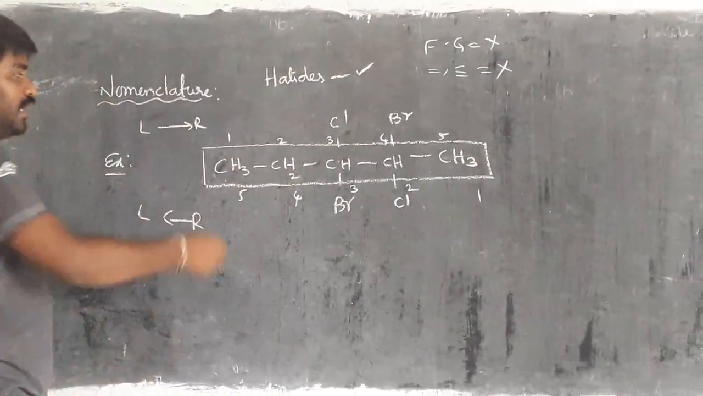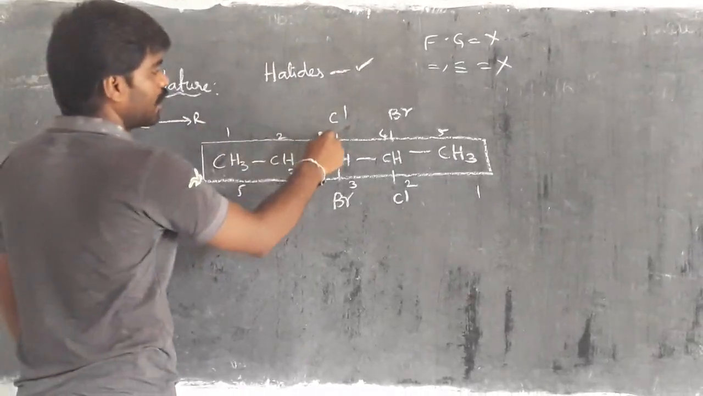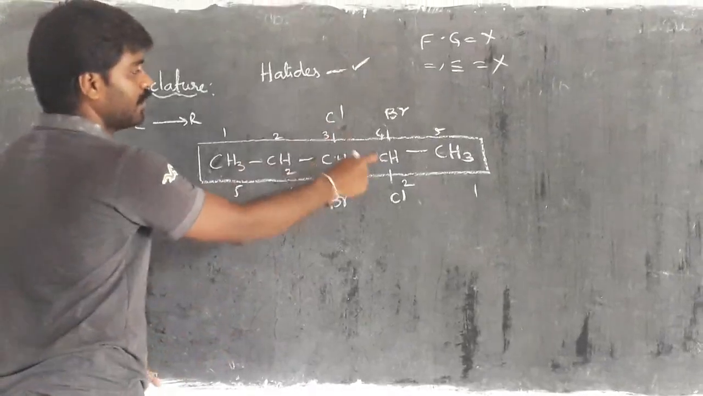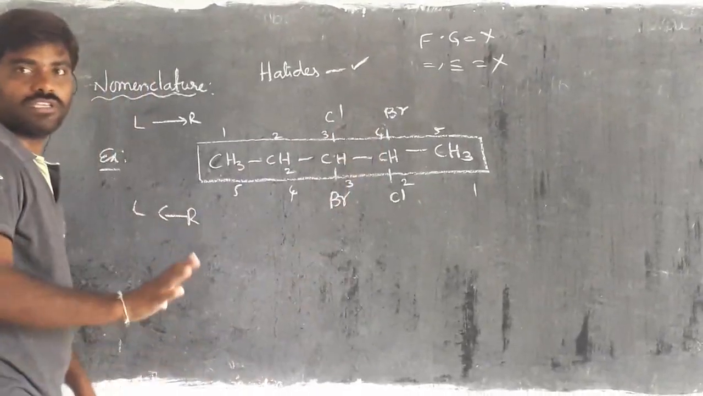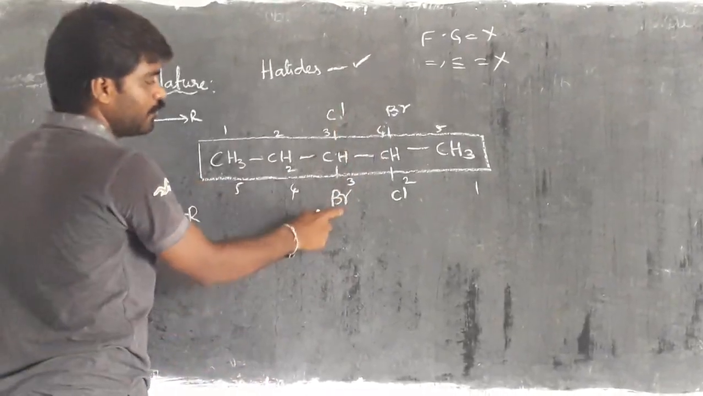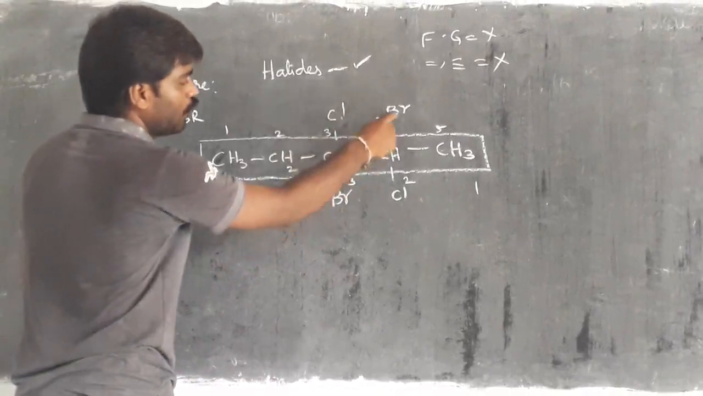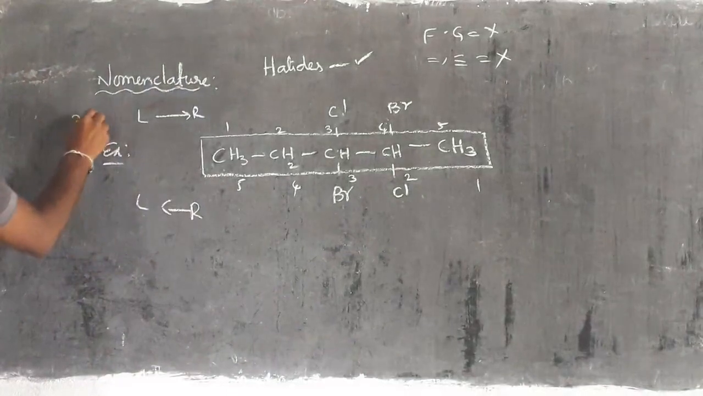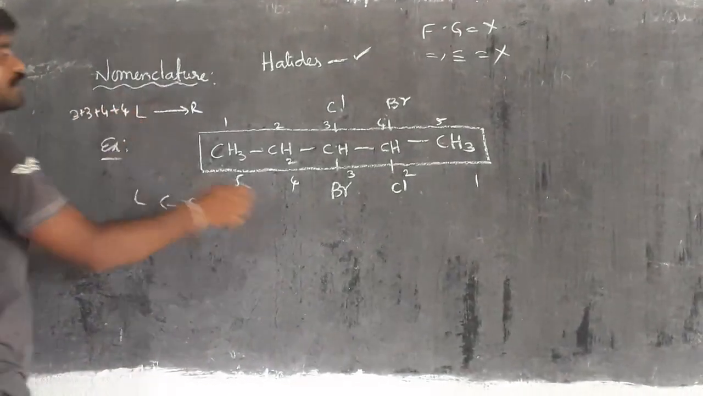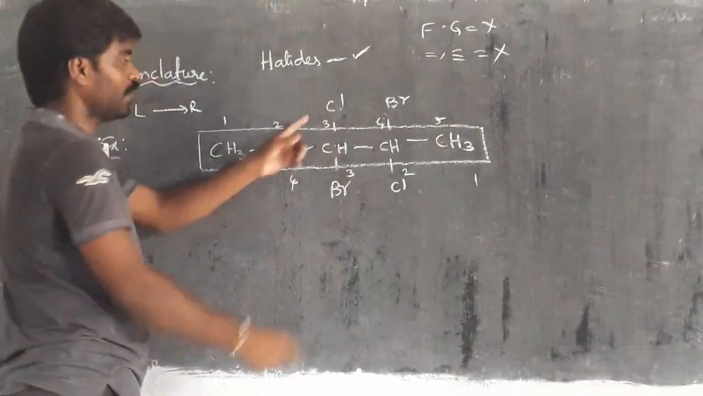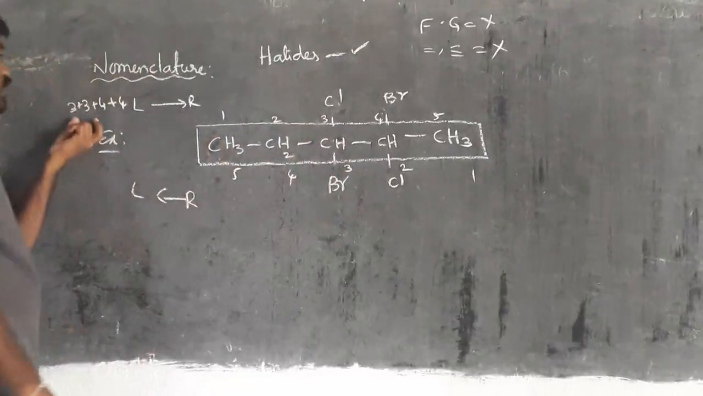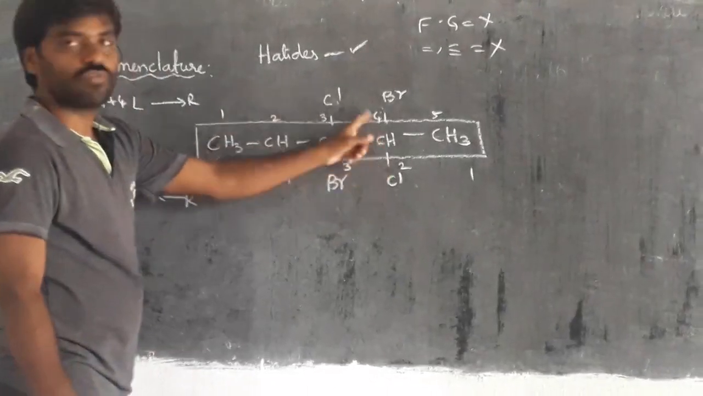Then, in left to right, on the third carbon and the fourth carbon we have the substituents: chlorine and bromine on the third carbon, bromine and chlorine on the fourth carbon. We have to write 3 plus 3 plus 4 plus 4, because 2 are there on each. For that, we have to write 2 numbers, for chlorine and for bromine. So I have written it here, and here also 4 we have to write.